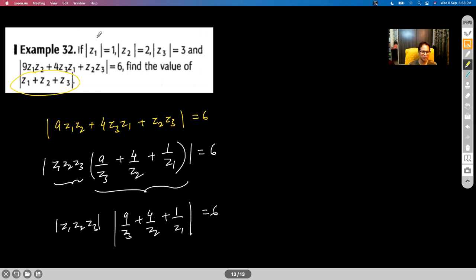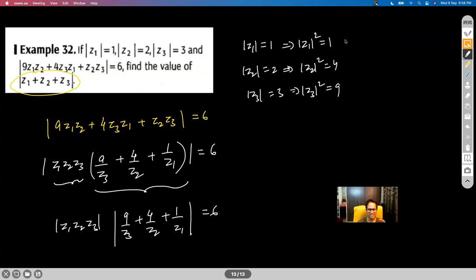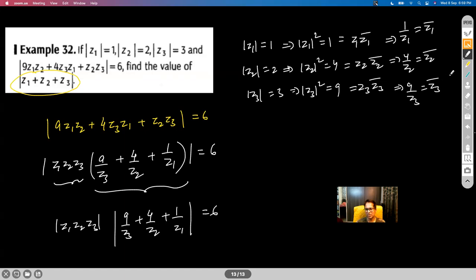Now, all of you, please pay attention. We have not utilized the fact that we have been given the modulus of each of these complex numbers. So mod Z1 is given to us as 1, which means mod Z1 square is also 1. Okay. Mod Z2 is given to me as 2, so mod Z2 square is 4. So normally these numbers 1, 4, and of course 9 as well, can I connect it to something? You'll say, obviously, we can write this as Z1 Z1 conjugate, Z2 Z2 conjugate, Z3 Z3 conjugate by the very property. So I can say 1 by Z1 is Z1 conjugate, 4 by Z2 is Z2 conjugate, and 9 by Z3 is Z3 conjugate.